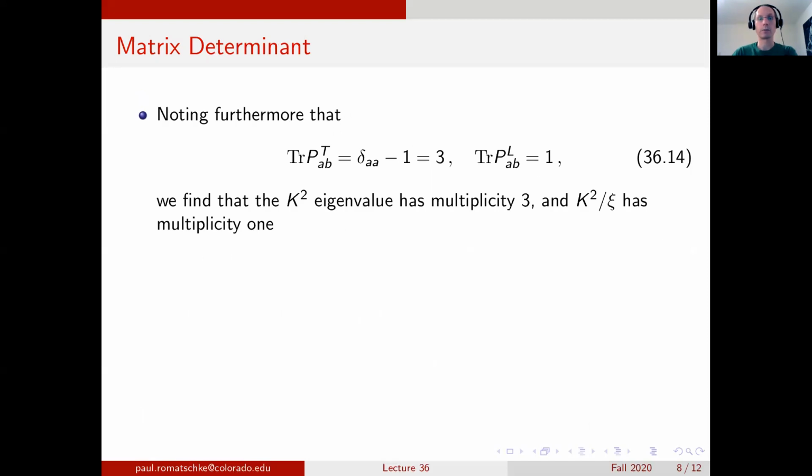We can look at the multiplicity of these eigenvalues by calculating the traces of these projectors. Calculating the trace of the projector PT is delta AA minus 1. Since we're in 4 dimensions, delta AA is the trace of the unit matrix in 4 dimensions. That's 4, minus 1 is 3. And the trace of PL is just 1. So we find that the matrix MAB has eigenvalue K squared with multiplicity 3, and eigenvalue K squared over Xi with multiplicity 1.